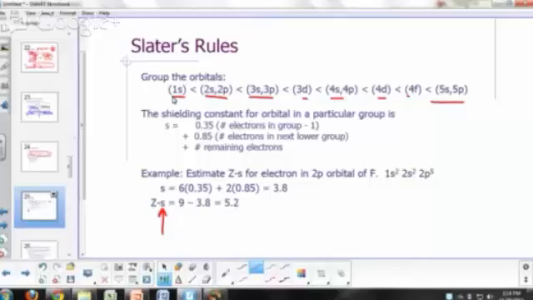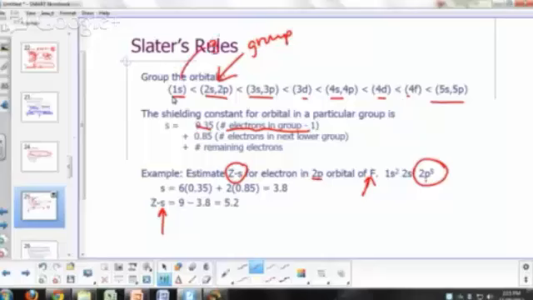So, for example, let's say you wanted to know what is Z minus S for an electron in a 2p orbital of fluorine. Okay, so if you want the effective nuclear charge for an electron in a 2p orbital of fluorine, you'd say, all right, fluorine, which group does it belong to? 2s and 2p, right? So the shielding constant is 0.35 times the number of electrons in the group, minus 1. So this is the group for your 2p orbital. This is group minus 1.